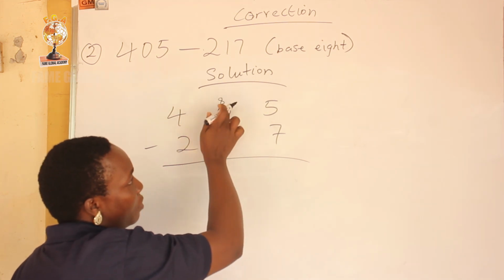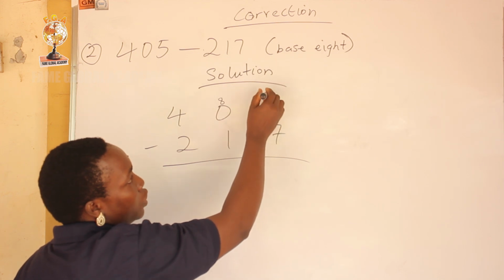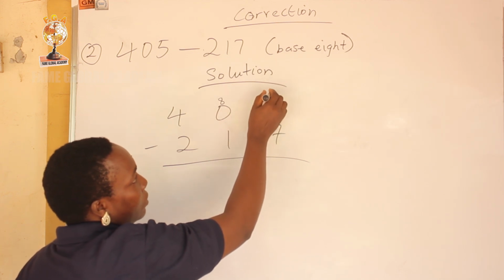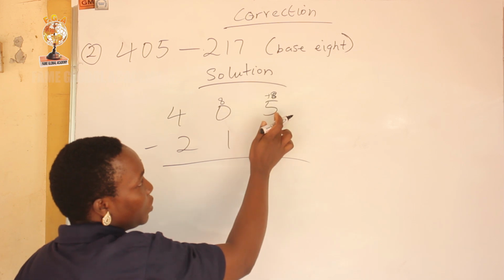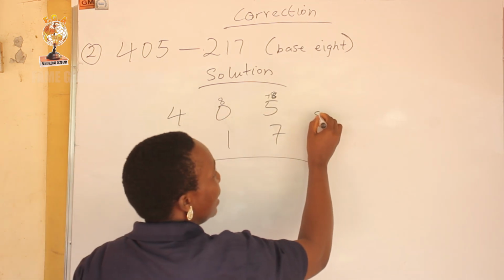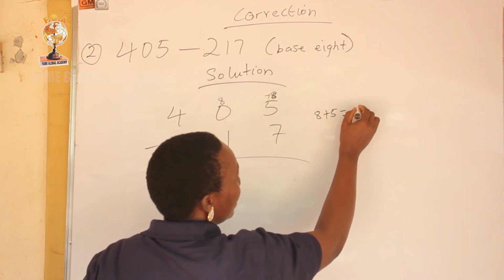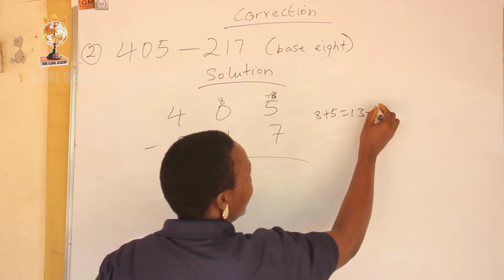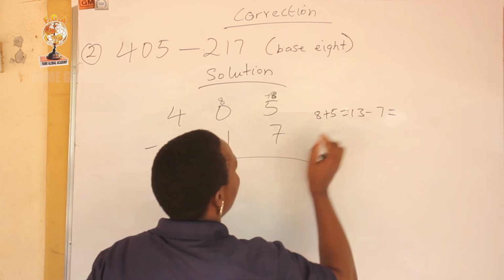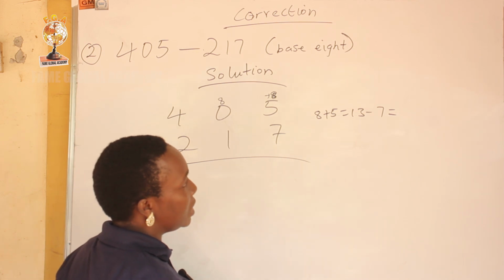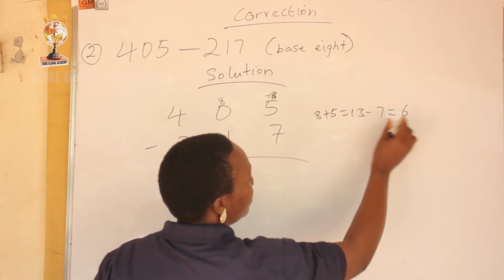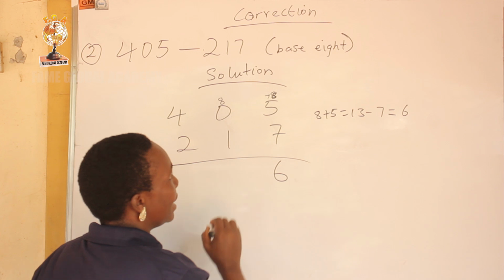Now you borrow 1 from the 8, add to this, so it will now be plus 8. So it will now be 8 plus 5, which is what? 13. So it will now be 13 minus 7. So what is 13 minus 7? That will give us a 6. Yes, 6. 13 minus 7 is 6. So our answer here is 6.